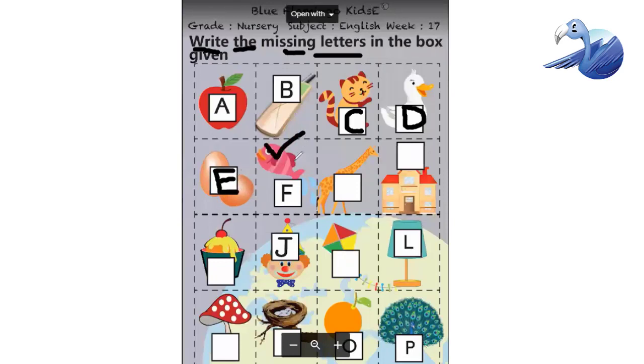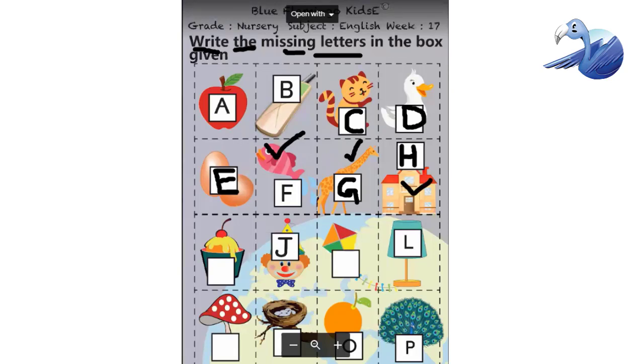See, this is fish. F is the sound of F, which is already there in the box. Now let's move to the next picture. This is giraffe. So we have to write G. Very good. Now this picture is house. So we have to write H here, students.